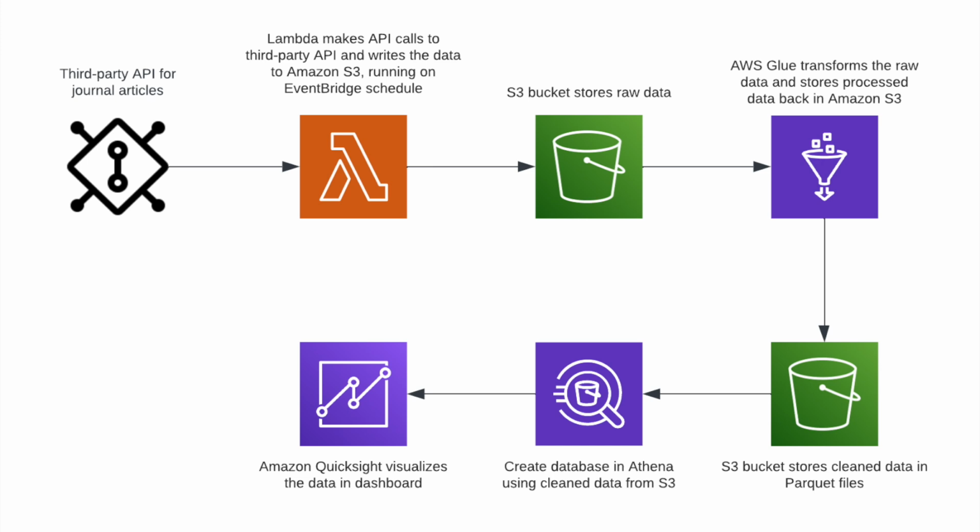I use Lambda to extract journal article data from the medRxiv and bioRxiv API into an S3 raw data bucket, running on a daily EventBridge schedule. I then use AWS Glue to transform the raw JSON data and store the clean data in Parquet format in the S3 clean data bucket. Athena can be used to infer the schema of the clean Parquet data and run SQL queries on it. QuickSight allows us to quickly visualize the clean data in a dashboard.